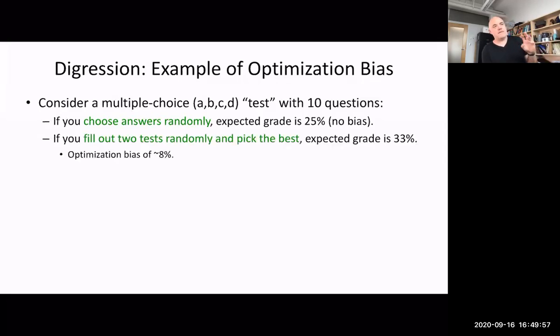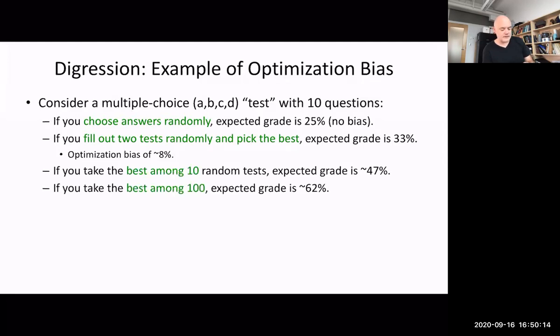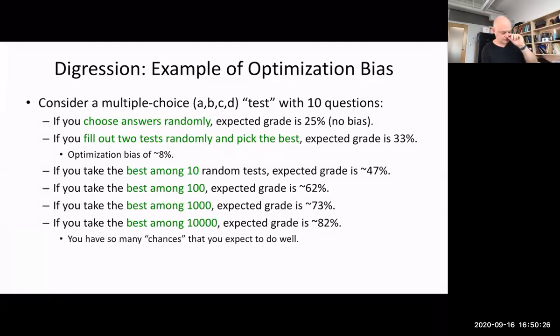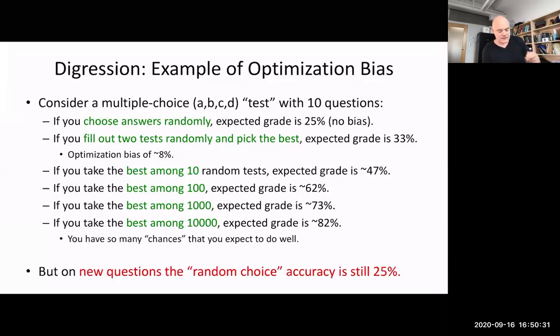But if your test taking model strategy is to fill out a couple of tests randomly and then pick the best performing test, the expected grade actually goes up, right? There's an optimization bias here. And if you keep doing this, if you propose more and more models, the probability that you do well goes up quite a lot, right? So once you have a lot of chances to do very, very well, you kind of expect to do well.